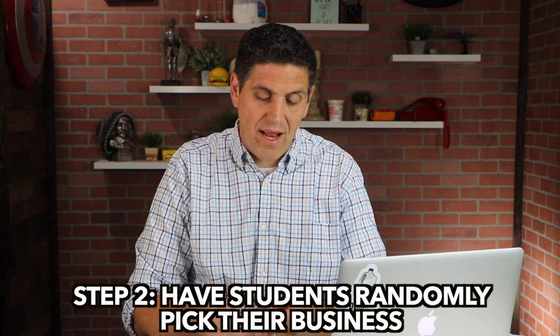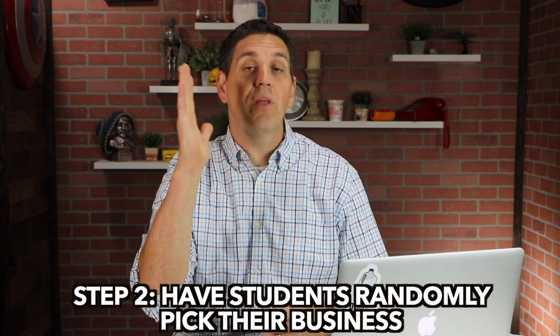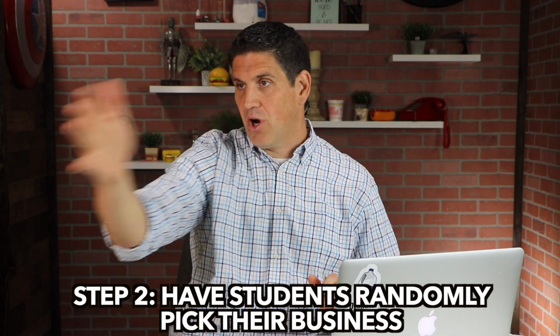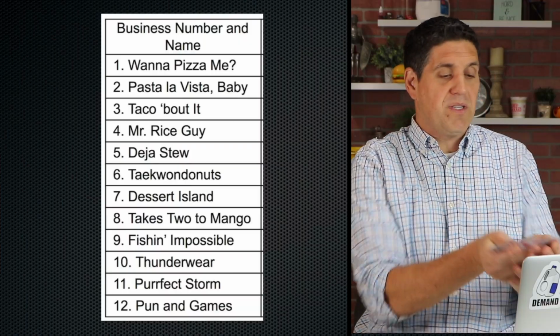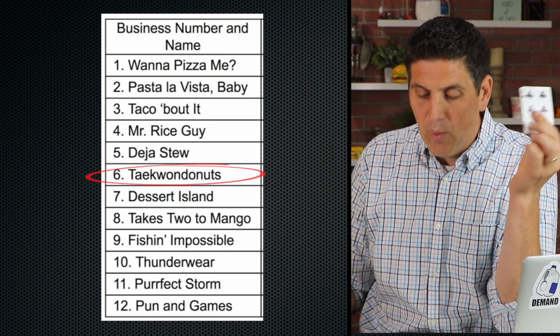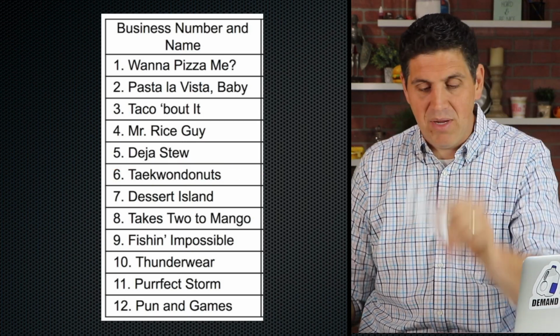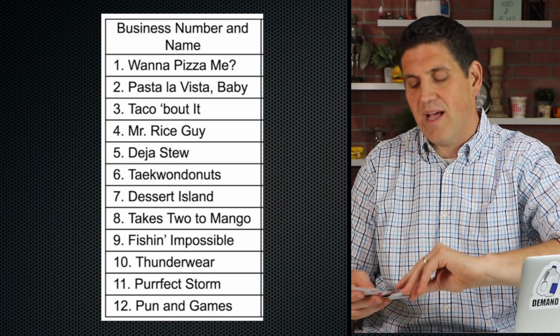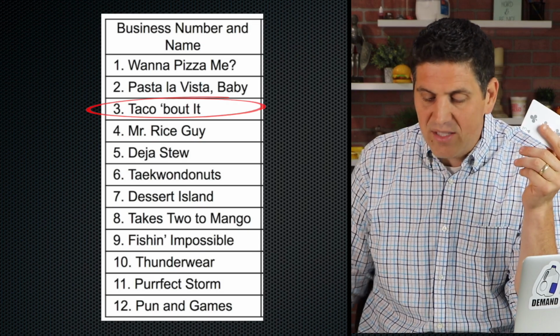I have cards set up, and so what I do is I'll go to the businesses now. I set it up in the room where all the students are kind of up against the wall. So I walk up to the first person and say, pick a card. And they pick, let's say, 6. That means their business is business 6, which is Taekwon Donuts. Okay, that's going to be their business. And then I go to the next group of 2 students who represent the next business, and they pick 3, and 3 is going to be Taco About It.